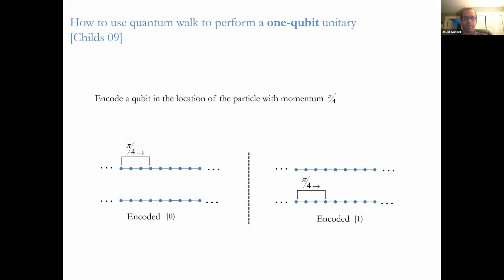If the particle is on the top, we can say that's the encoded zero state. And maybe we want to be more specific and say that not only should it be on the top, it should be in some specific wave packet, with a specific value of the momentum. In Childs' work, that momentum is chosen to be π/4, for technical reasons. So the encoded zero state is a particle moving with momentum π/4 on the top rail of this dual rail encoding. And if the particle is in a momentum π/4 wave packet moving on the bottom rail, that would be the encoded 1 state.